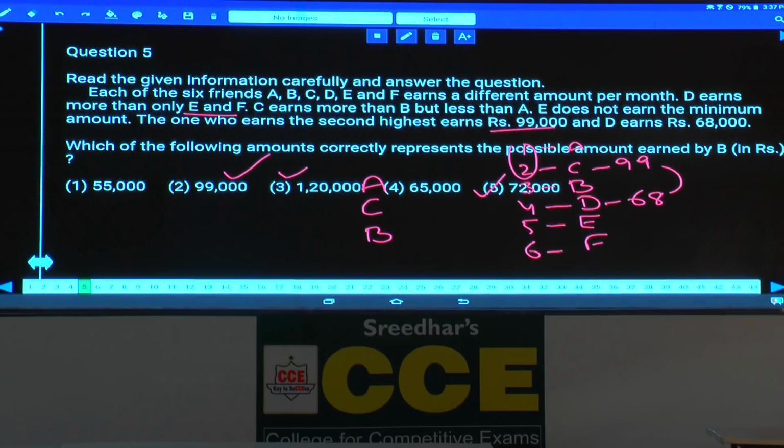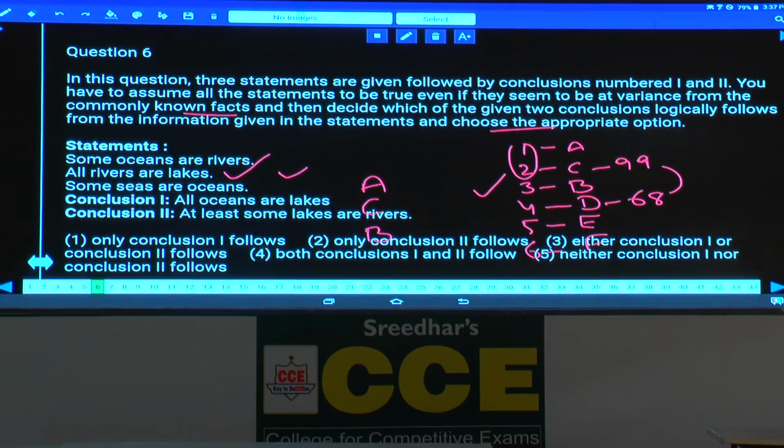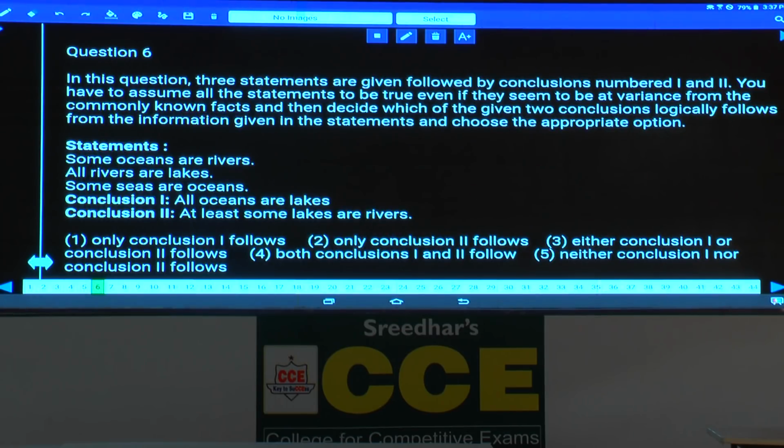Then question number 6 onwards. Now question number 6 to 10. These 5 questions are based on syllogisms, isn't it? Then question number 6. Now some oceans are rivers. Some of the oceans are rivers. First I am drawing the basic diagram. Some oceans are rivers can be represented like this. This is ocean and this is river.